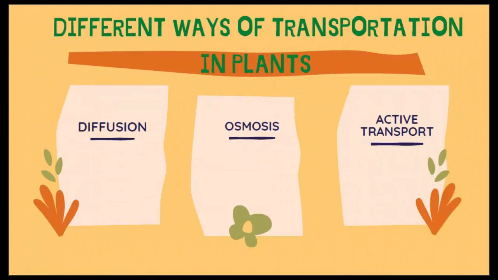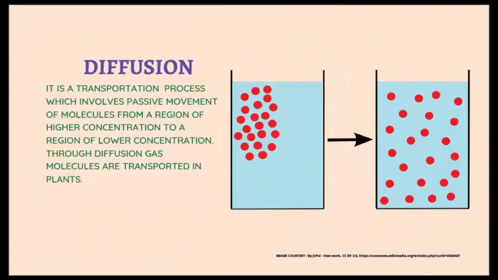Next, we will be discussing different ways of transportation in plants. They are mainly diffusion, osmosis, and active transport. I will be discussing all of them individually. First is diffusion. Diffusion is a transportation process which involves passive movement of molecules from a region of higher concentration to a region of lower concentration. Passive movement means when there is no application of force, right? It is happening naturally from its region of higher concentration to its region of lower concentration.